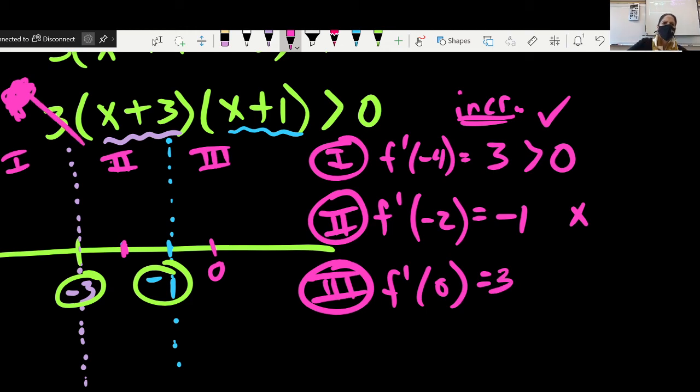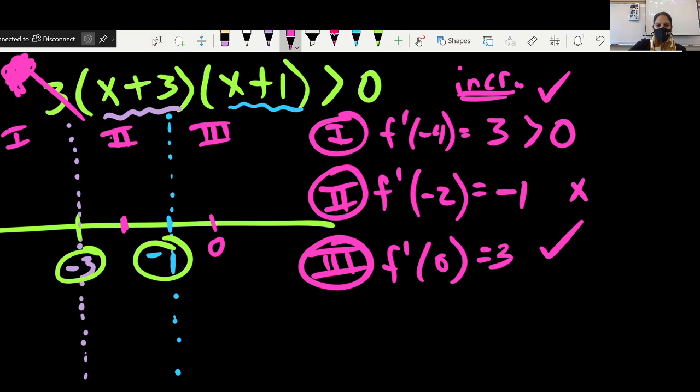Sorry, I've divided that out. I should have told you that. I divided by 3 on both sides, just to make it easier, right? So we do find that because it's a positive number, when I plug it in, then it is increasing in region 3. So how do I give my solution or my answer to this?